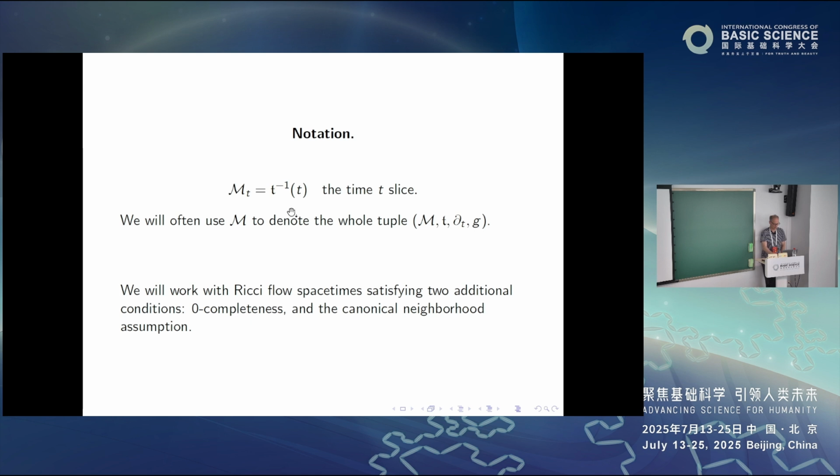Now let me introduce a little notation. So m sub t will just be the t level set of this time function, and I'll just use m as a shorthand for this whole tuple. This notion of a Ricci flow spacetime is basically useless by itself. You have to impose some kind of restrictions, and the two restrictions that we use are what we call zero completeness and the canonical neighborhood assumption.